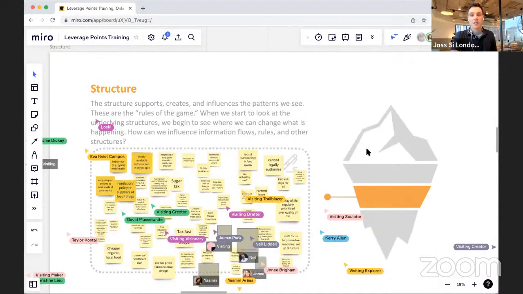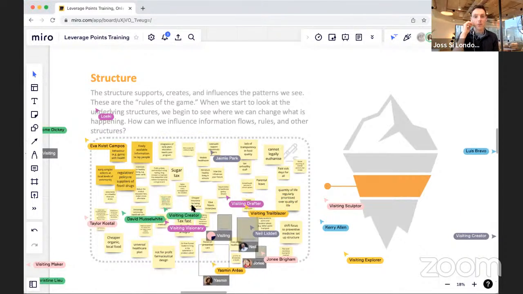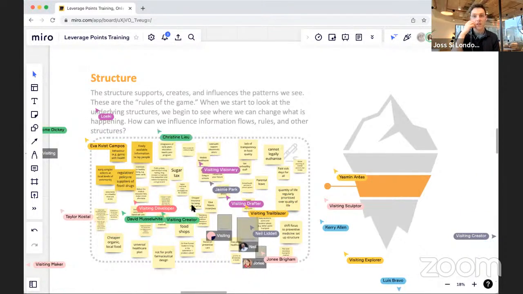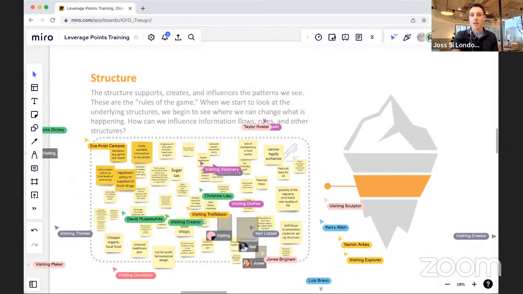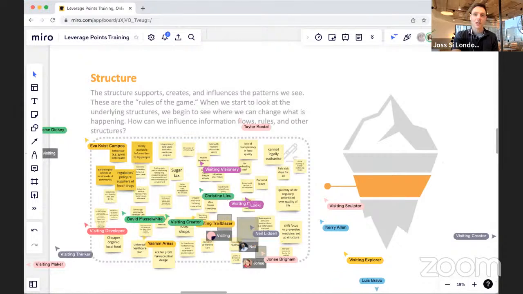Okay, let's take a look at what we've come up with here. Anybody want to suggest something, unmute themselves, tell us what they think might be a structural response to this challenge?